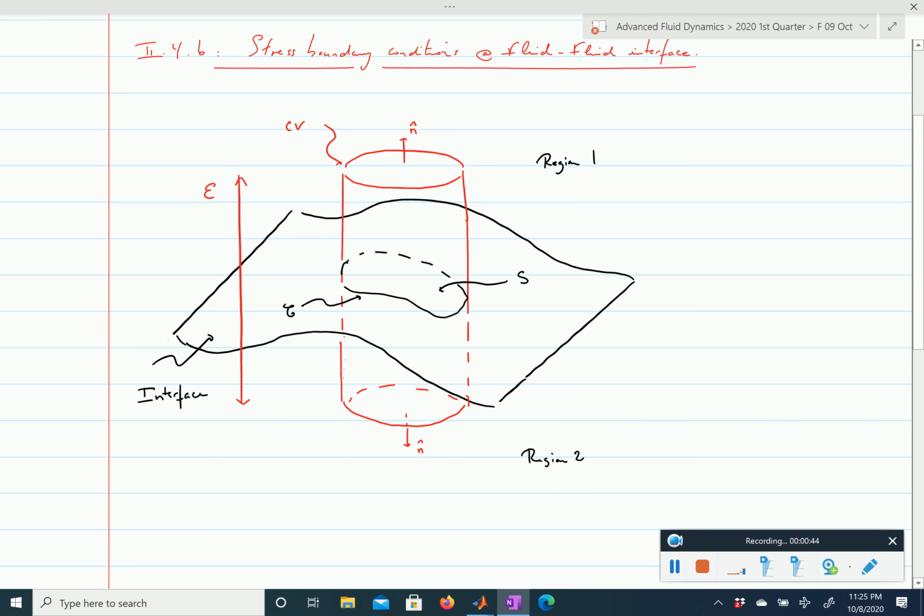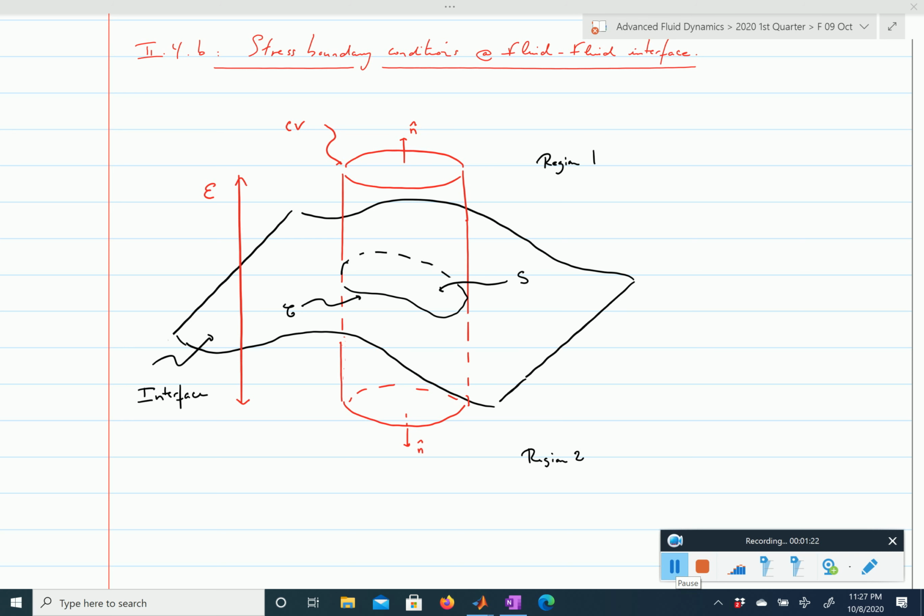this interface. And what we are going to do is write an integral form of our boundary condition by considering this control volume here. So we are taking this control volume, which includes part of the fluid on top of the interface. It includes a small piece of the interface and includes some of the fluid below the interface. And we're going to call epsilon the characteristic length scale of our control volume.